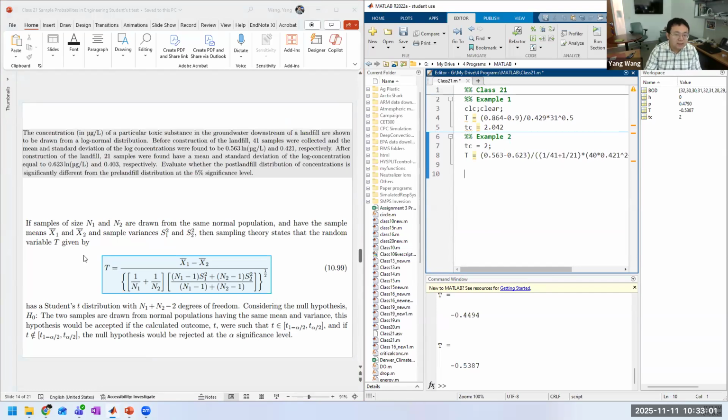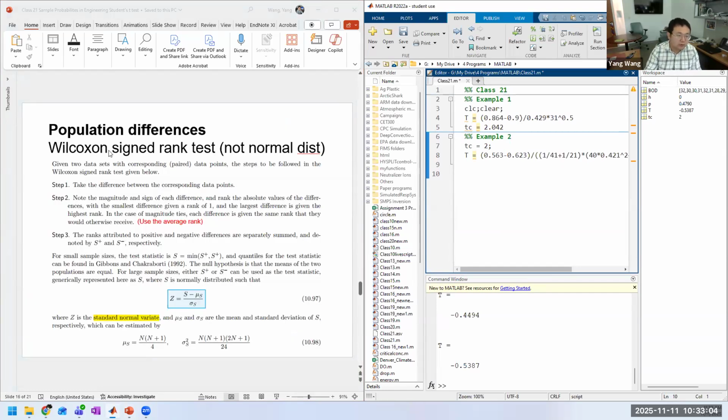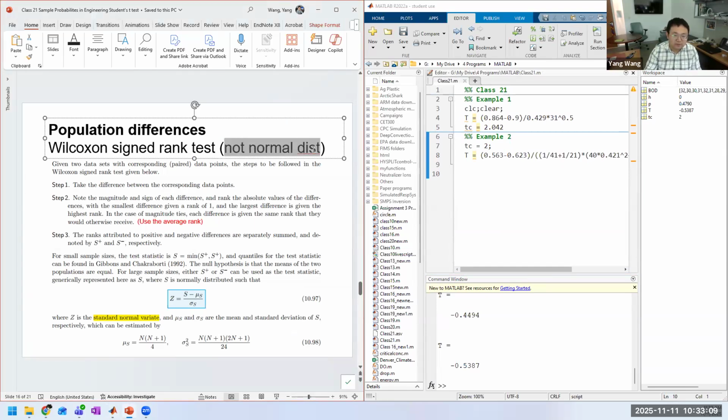The next one I'm going to talk about is the Wilcoxon signed rank test. It is applied a lot of times on non-normal distributions of the population data. As you can see from the word rank, this method involves ranking the data. Here I won't talk too much about the theory behind this method, but briefly we will go through the steps for using the Wilcoxon signed rank test. It's used for comparing two different populations.